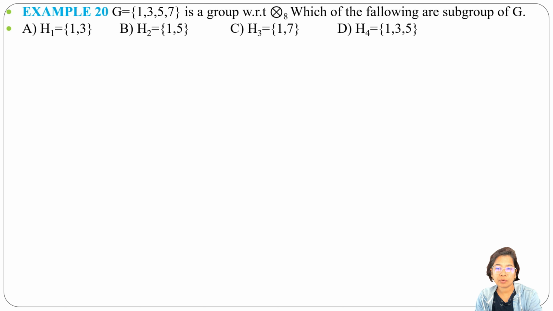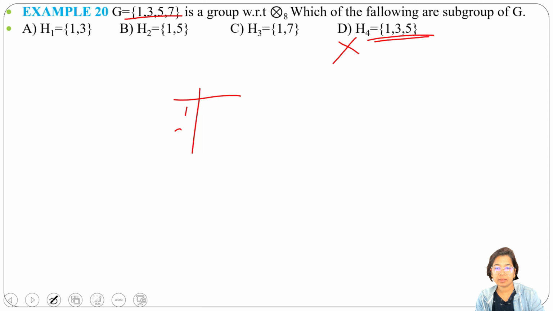So here the group order is 4, and 3 is not a divisor of 4, hence option D is ruled out. So we need to just check option A, option B, option C, as all orders are 2 and 2 divides 4. Now H1 is 1, 3. Here 1, 3, multiplication modulo 8, it will be 1, 3, 3.